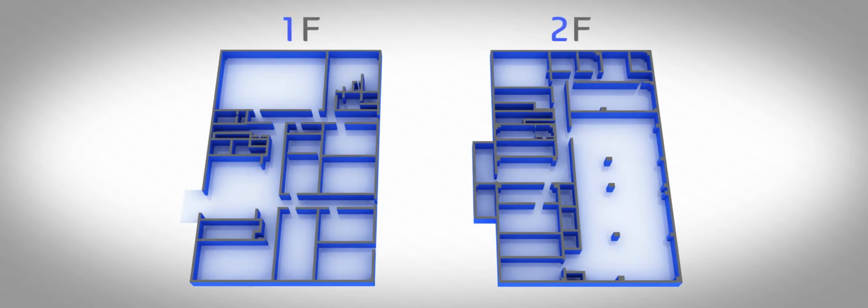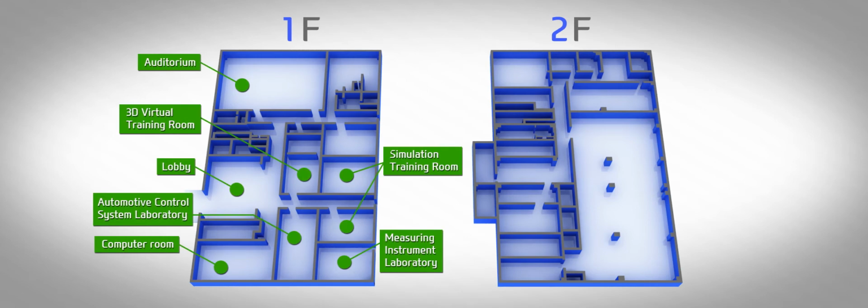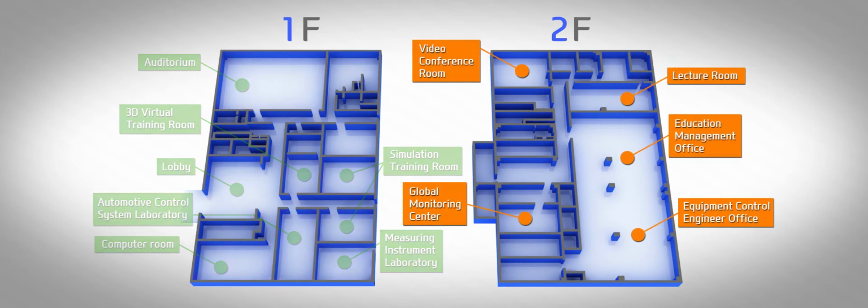The lecture zone provides a space for theoretical education and specialized technical training according to each respective field using practice kits. The first floor is comprised of a lobby, training area, and an auditorium. The second floor consists of a global monitoring center, a lecture room, a video conference room, and an office space.